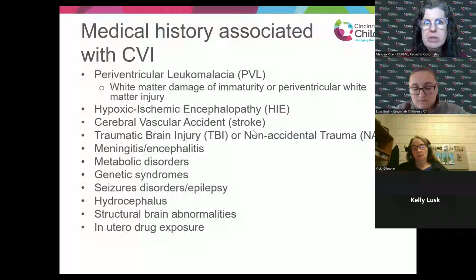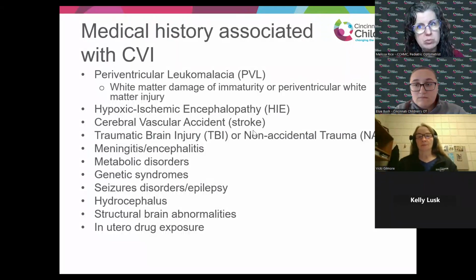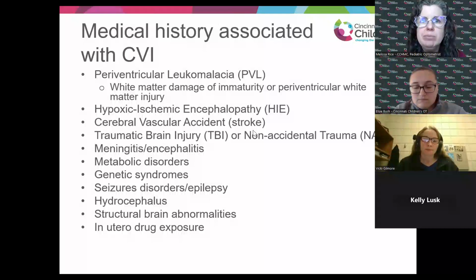But something we see clinically as well is that kids that do have seizure disorders and CVI, if it's poorly controlled, have a hard time processing the visual information. And then if the specialists, the neurologists that are managing this, are able to get it under better control, we'll see better visual function and better visual processing.